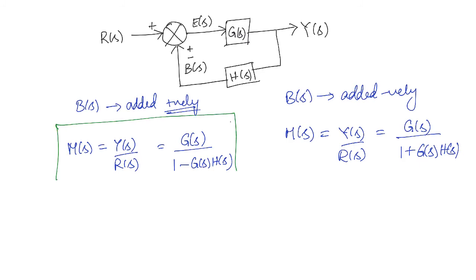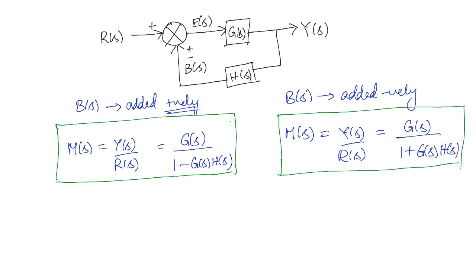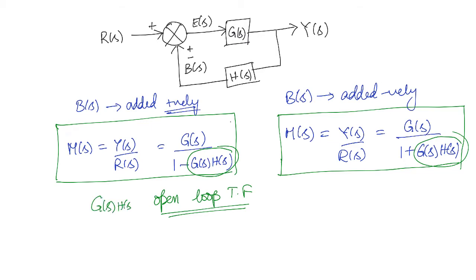So these results are very important. It will be best if you can remember this result, but in case you are forgetting also, you can derive them. Now this G of S into H of S is called the open loop transfer function. Okay, so this is one term that we often use later on. So you remember that G of S into H of S is called the open loop transfer function. Okay, but you have to remember that it is defined for a closed loop system only, because for an open loop system there is no feedback path, so H of S will not exist. So this open loop transfer function that we have told is for a closed loop system only, but we are calling it the open loop transfer function.